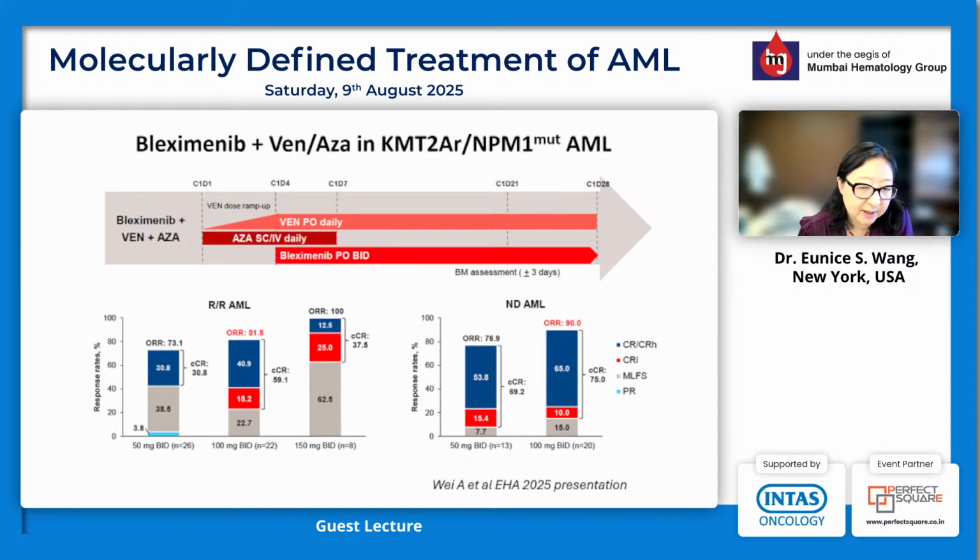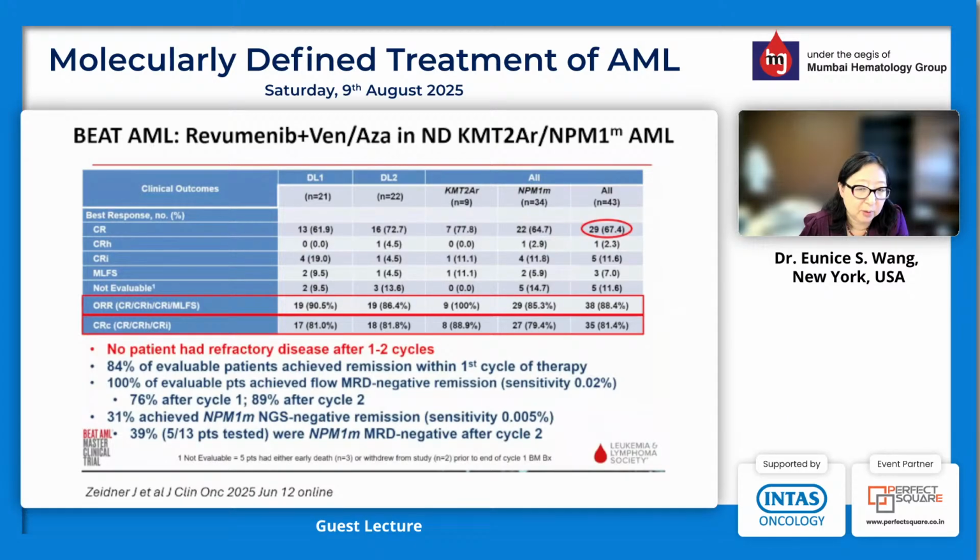In these patients, again, in the newly diagnosed setting, we're getting CR rates of over 65%, patients getting CR/CRh, and overall response rates of 90%. So moving forward, we're probably going to see patients getting menin inhibitors in the upfront setting more and more. Here's another study where revumenib was combined with ven-aza. Again, CR rates 80%, 90%, which we think would be a little bit higher than one would anticipate with ven-aza alone.